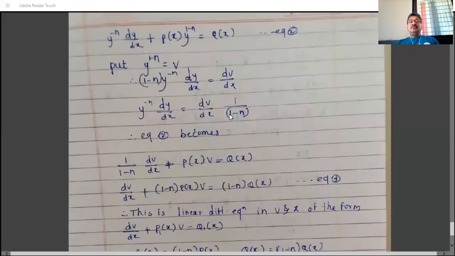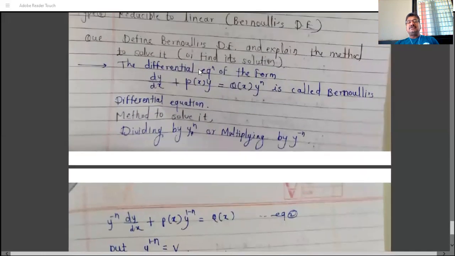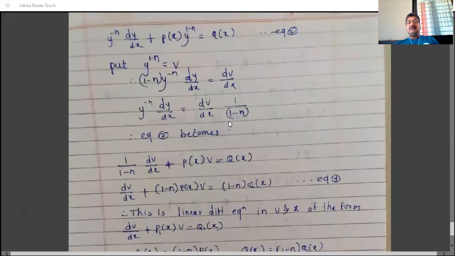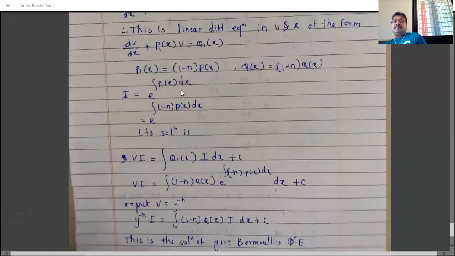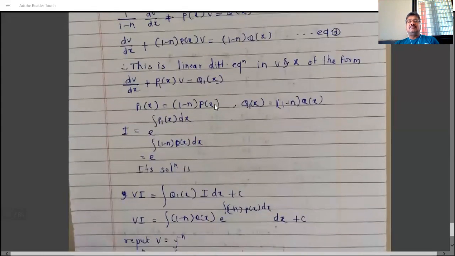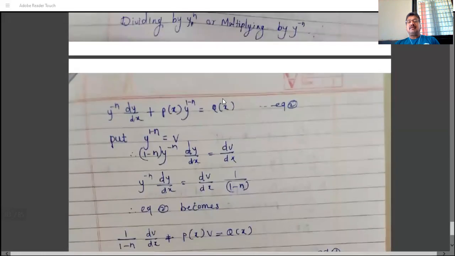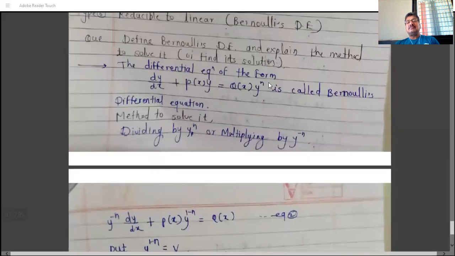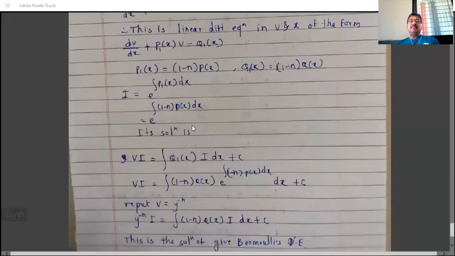So due to this substitution, the given Bernoulli's differential equation, which is not a linear differential equation, is converted to a linear differential equation. So the basic idea of the method to solve Bernoulli's differential equation is to convert it to a linear differential equation, and then solve that linear differential equation.